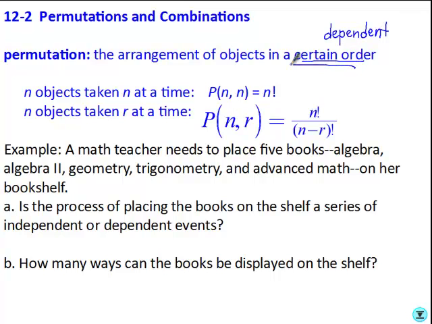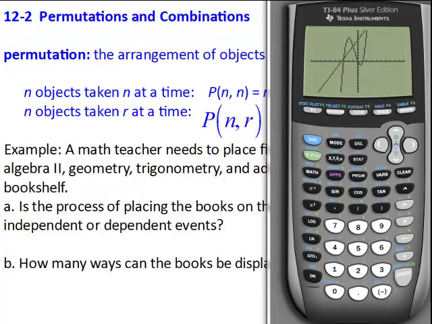That's extremely important. Okay, if you take all of the objects at once, like when we tried mixing around the letters in a word for a jumble, that's a permutation, P, n, n, and the way you figure that out is n factorial. This is in your calculator, and it's very important that you pick this up.